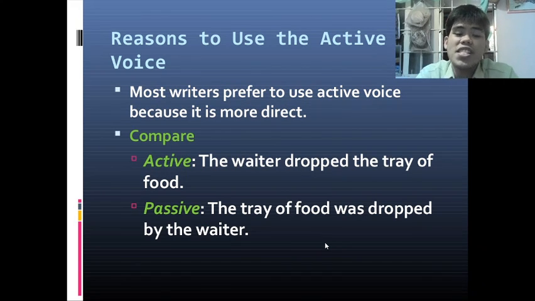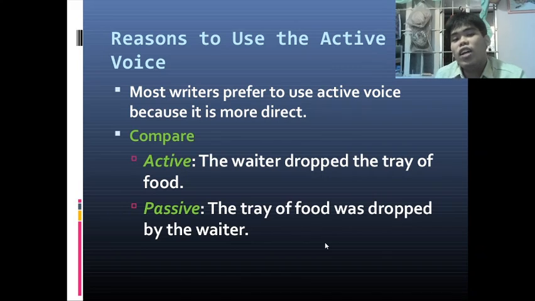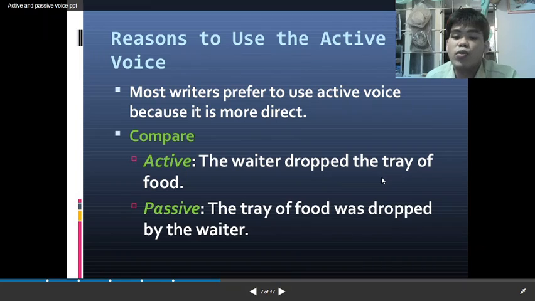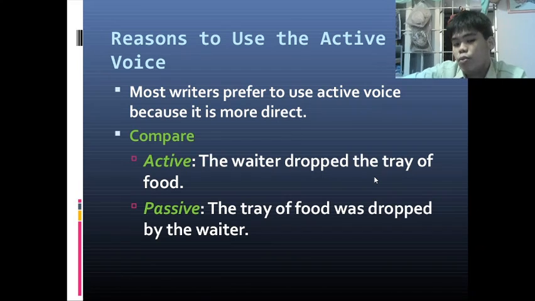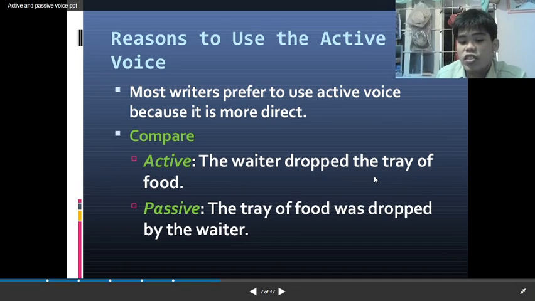So reasons to use the active voice. Most writers prefer to use active voice because it is more direct. So in active voice, you are basically being direct, straight to the point. So the waiter dropped the tray of food. That's the active. So it's straight to the point. In the passive voice, the tray of food was dropped by the waiter.